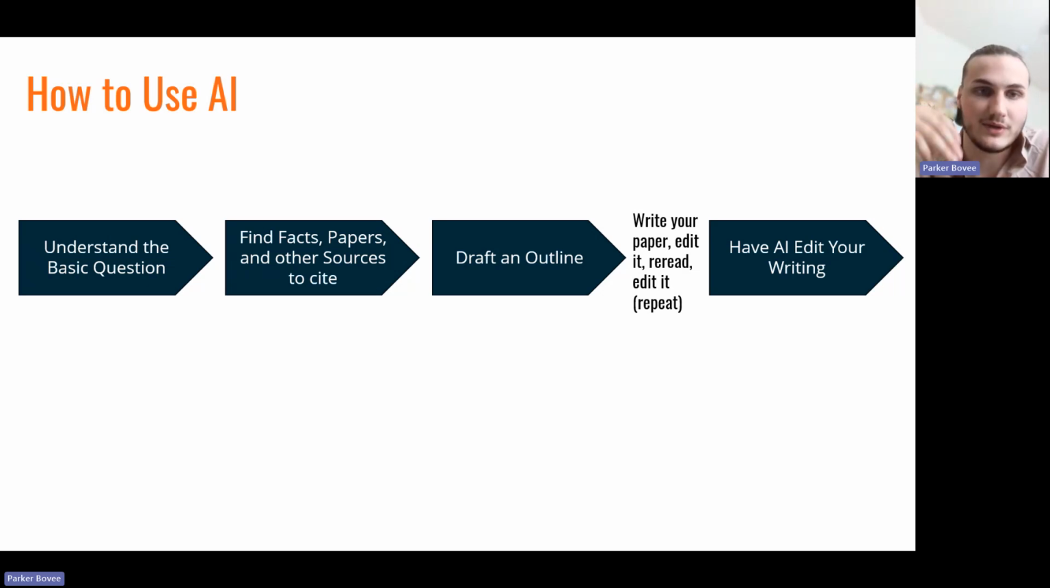Write your paper using both the outline and those statistics. Fill in the gaps of the outline with those statistics. Write your paper and then edit it, edit it, edit it. And then finally, when you're getting near done, put it into an AI model and help your paper along.